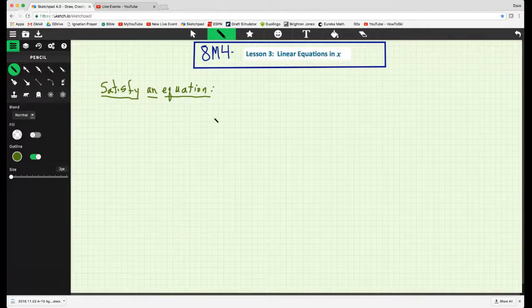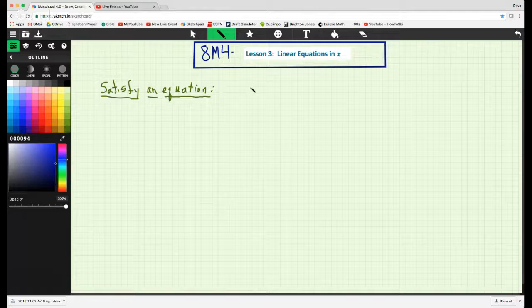So this idea of satisfying an equation is one that was brought up today, and we ask questions when we say satisfy an equation. We ask questions like this. We say, does x equal 3 satisfy 4x plus 1 equals 13? So we ask the question and we say, well, if x were to be 3, does it satisfy this equation?